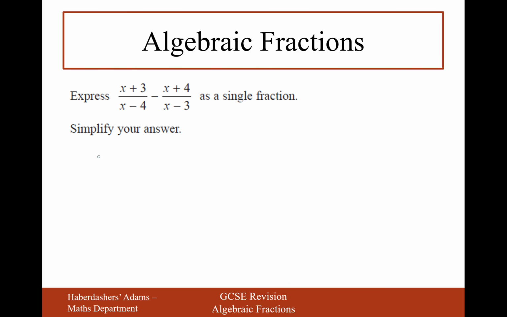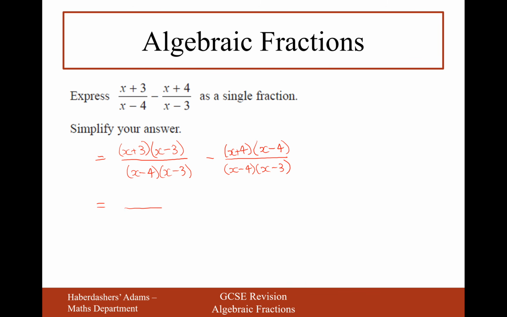Okay, so for this one here we need common denominators. So the common denominator we're going to need here is x - 4, x - 3, minus x - 4, x - 3. For our numerator on the left-hand one, it's going to be x + 3 that's already there, and the extra factor we need for the left-hand one is x - 3. On the right-hand one, it's going to be x + 4 that was already there, and the new factor is going to be x - 4.